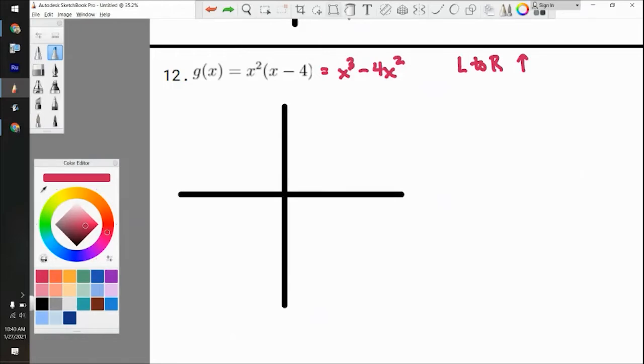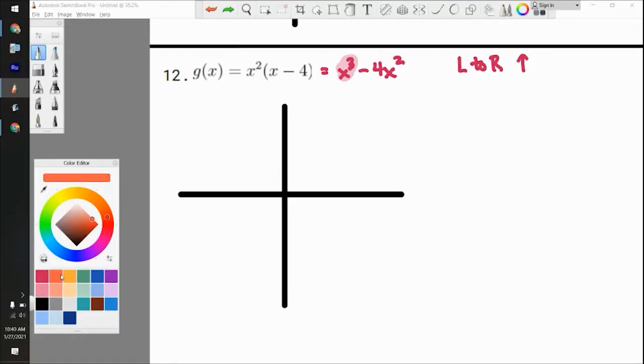And that's taking into account that it's x to the third. So that's why there's 2 turns, 1, 2, and then it's going up left to right. Okay. Don't just draw that though, because you would only get half credit on that because you'd have the left to right correct and the number of turns correct, but you didn't do any of the X and Y intercepts. So that's what we're going to do next.